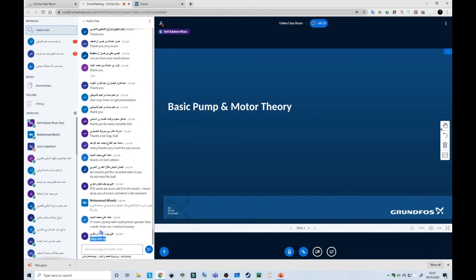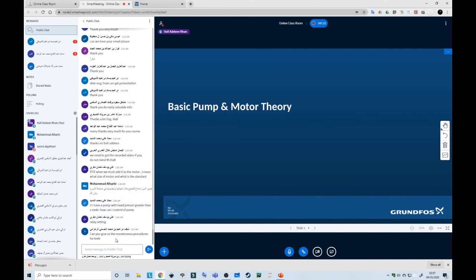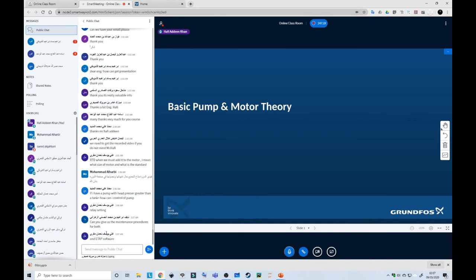Relay setting. Yes, you need to have the relay settings once you have the RTD. There are specific RTD relays by Schneider. I don't remember the models, but you can have the RTDs and connect them to those relays, and then it will work.